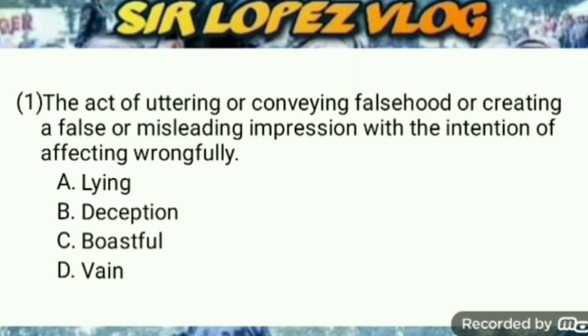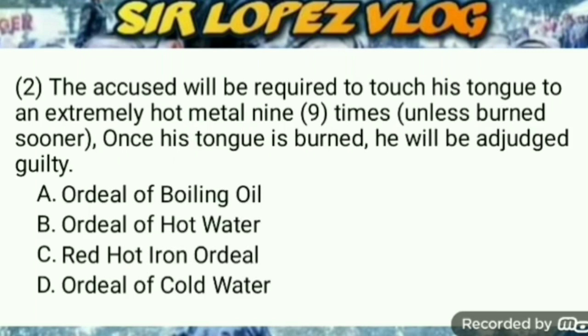Number 2. The accused will be required to touch his tongue to an extremely hot metal 9 times unless burned sooner. Once his tongue is burned, he will be adjudged guilty. A. Ordeal of boiling oil. B. Ordeal of hot water. C. Red hot iron ordeal. Or D. Ordeal of cold water.